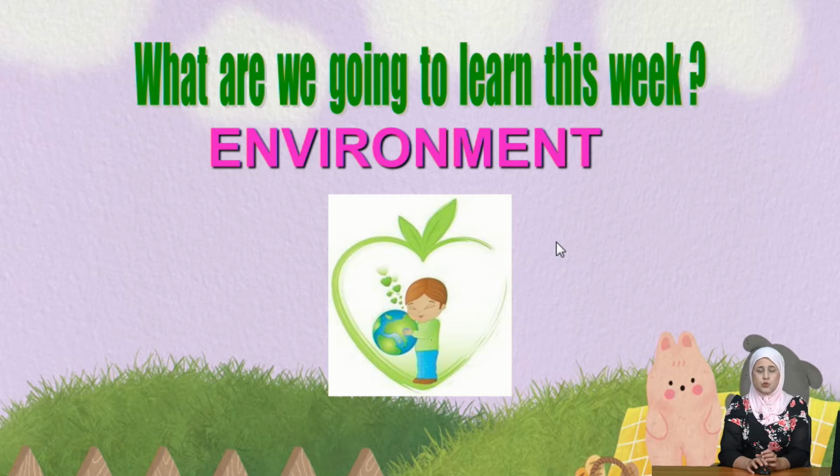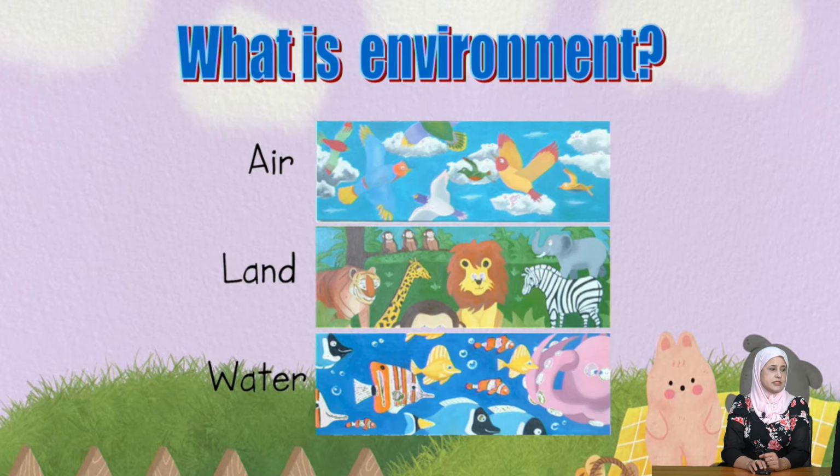Environment. Okay, this week our topic is environment. Students, what is the environment? Environment is the air we breathe in and breathe out. Living things breathe in oxygen. The land, the animals and the humans live on the land, and water animals live in the water. So this is all the living things around the environment: air, land, water. This is the important thing in our environment. What is that? Air. A-I-R, air. Oxygen we breathe in, carbon dioxide we breathe out, okay?